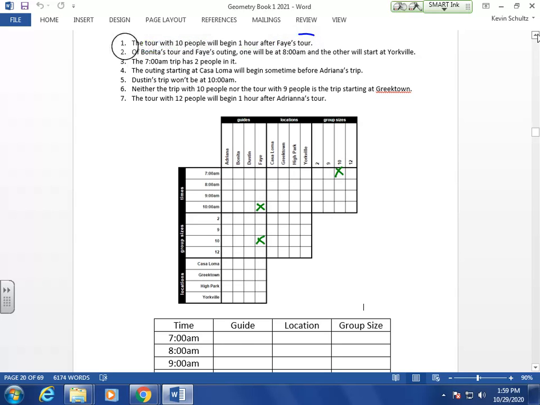Let's look at the second clue here. Of Bonita's tour and Faye's outing, so we have a new person now, and we're again talking about Faye here. One will be at 8, and the other will start at Yorkville. Anything we can either conclude or eliminate based off of that? Of Bonita's tour and Faye's outing, one is at 8, and the other will start at Yorkville.